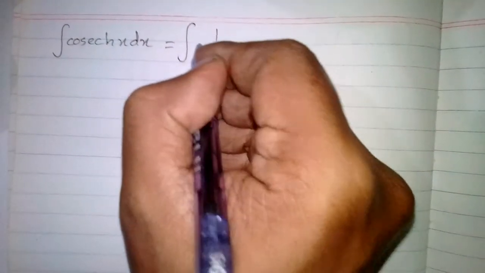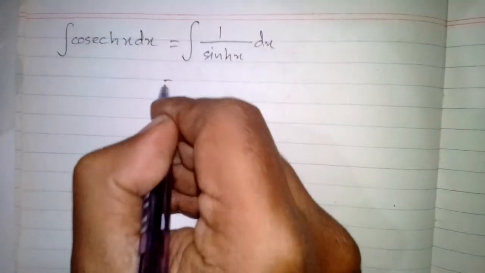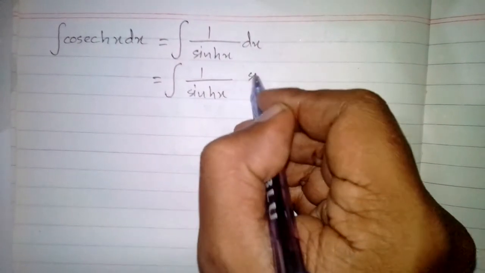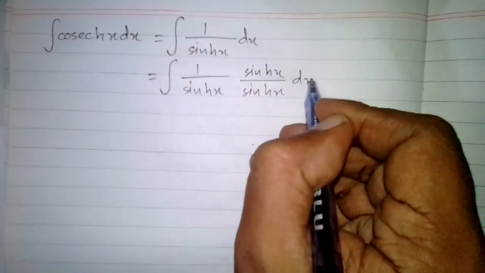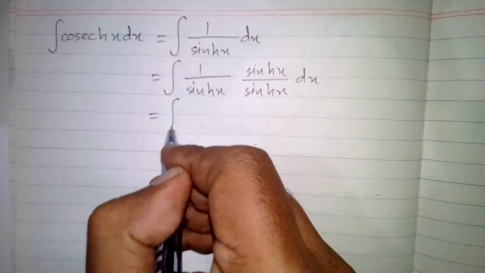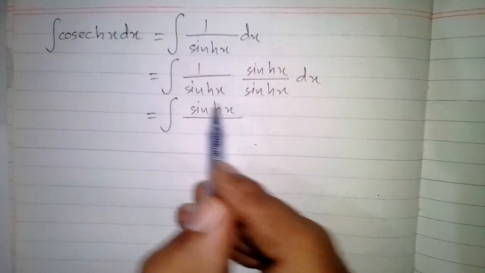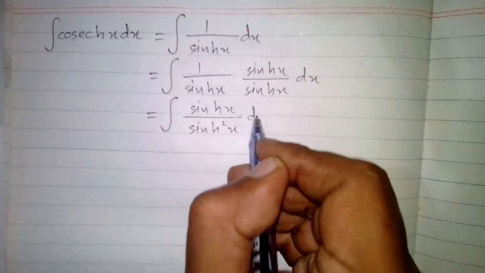In this video, we will find the integral of hyperbolic cosec of x. So we know that hyperbolic cosec of x is equal to 1 upon hyperbolic sine of x. Now we can multiply it by hyperbolic sine of x over hyperbolic sine of x. Now 1 times hyperbolic sine of x is hyperbolic sine of x, and hyperbolic sine of x multiplied by hyperbolic sine of x is hyperbolic sine square of x.